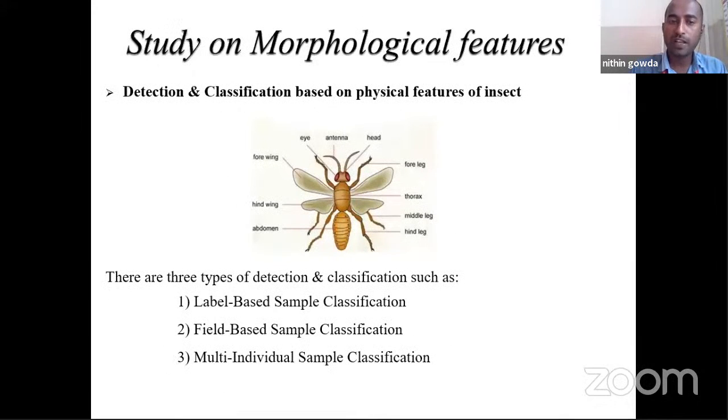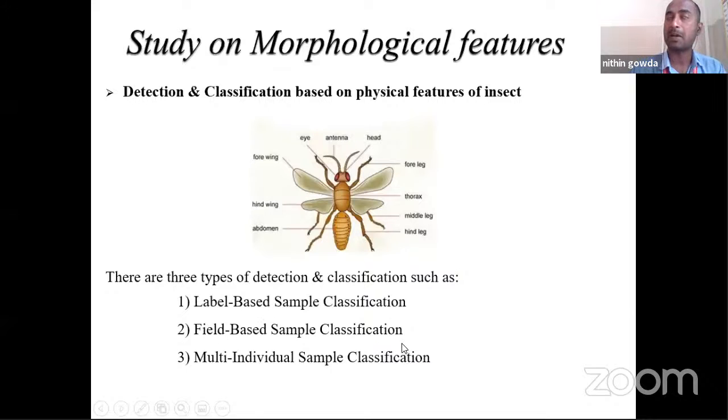But coming to morphology, please observe. Morphology is based on the physical parameters. Based on the physical appearance of the image of a particular insect, you perform the classification. There are three types of classification that can be done using morphological features. One is label-based sample classification. For example, for this particular insect, I give a label, that is Bactrocera. So whenever this insect is recognized, it is labeled Bactrocera.